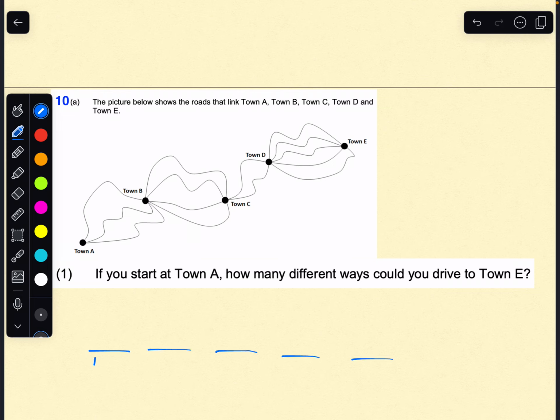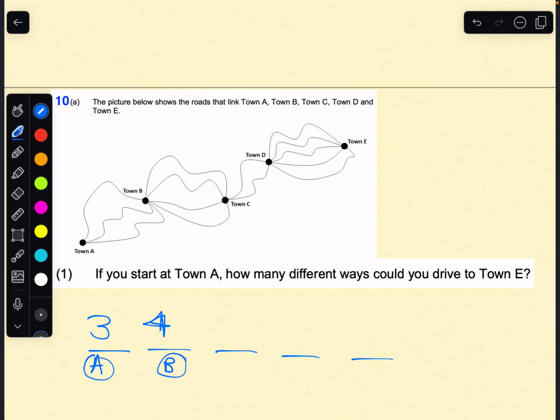We need to say, okay, how many roads that come out of A can I pick? And that's 3 of them. Then we look at the next one, B. There are 4 roads that join B with C, so there are 4 options. After we've chosen this one, we can then choose this, this, this, or that one to be the second leg of our adventure.